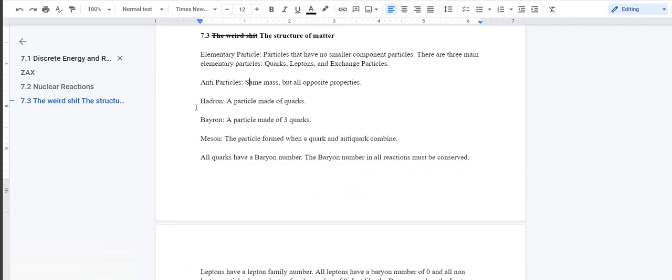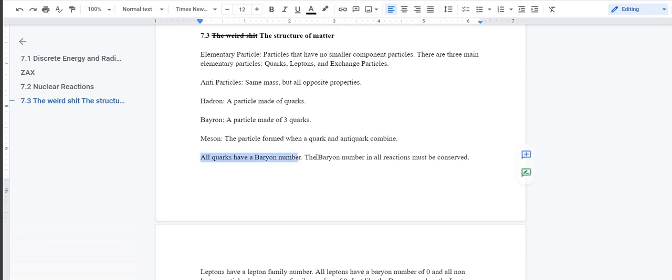Now, just some other additional terms related to quarks. There's something called a hadron. This is basically any particle that's made of quarks. Almost everything we know is a hadron, technically. Well, protons and neutrons are hadrons, but electrons are not hadrons. More on that later. Now, a baryon is a special type of particle that's made of exactly three quarks, no more, no less. And a meson is a particle that's formed when a quark and an antiquark combine.